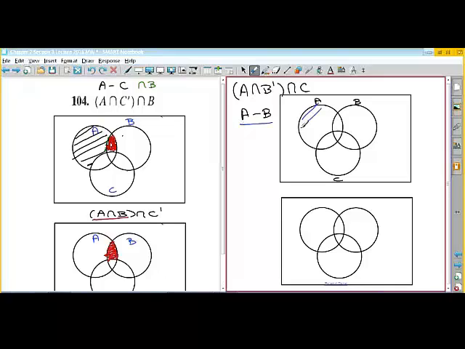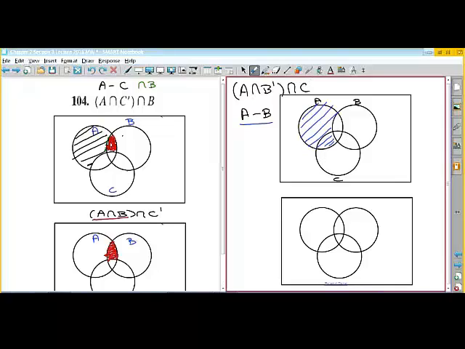So A minus B, which is this part, is what's in A, but that I've subtracted out what's in B. If I filled in A completely and then erased B, I'd get that result. So that's A minus B. Then I want to intersect that with C.